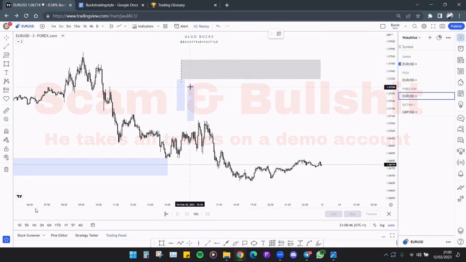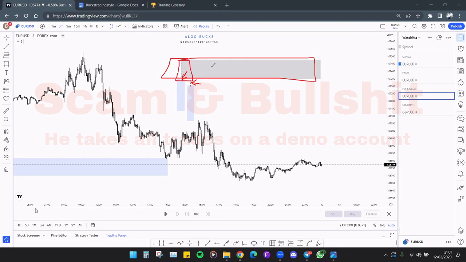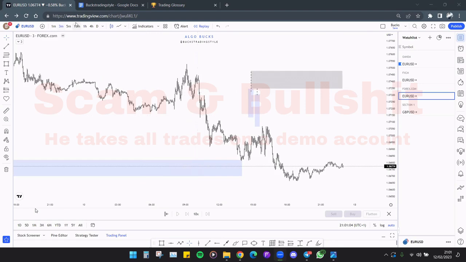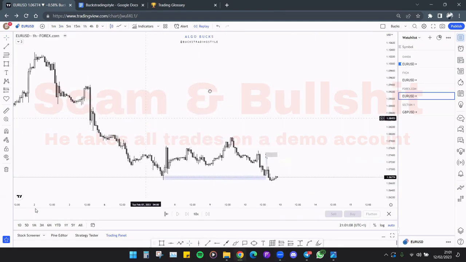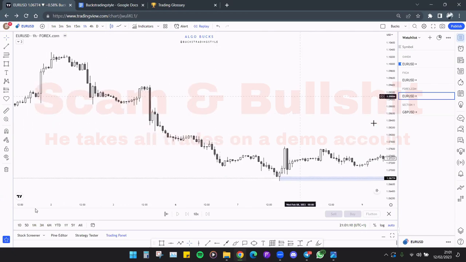But then if we have this right here, this shows us that this wick right here mitigated this one. So I'm not going to look at this as an unmitigated wick. This wick right here then becomes a mitigated wick. Let's look at how we look at unmitigated wicks from the 1 hour time frame. Let's mark unmitigated wicks and also mitigated wicks.